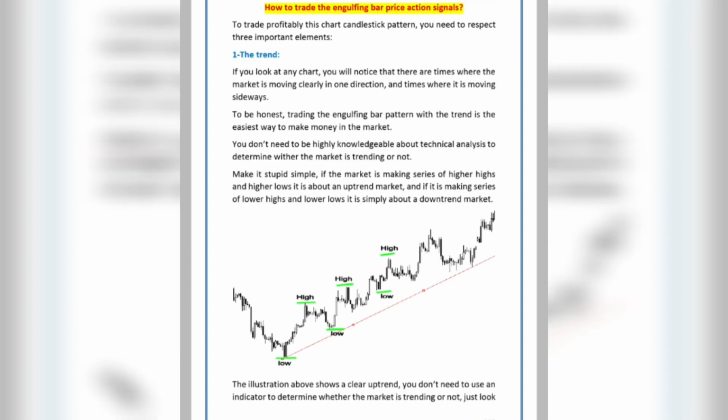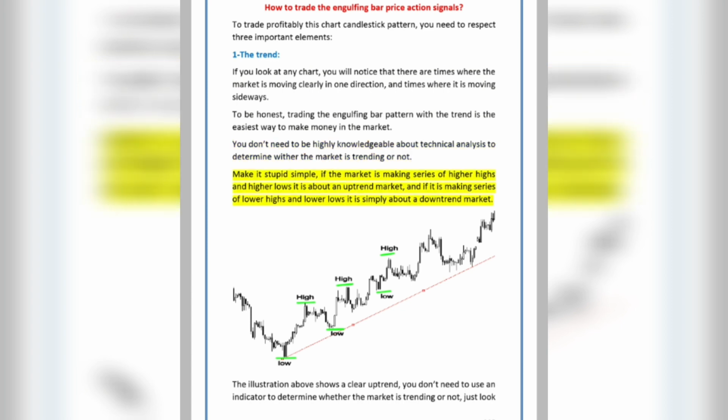How to trade the engulfing bar price action signals. To trade this candlestick pattern profitably, you need to respect three important elements. 1. The trend. If you look at any chart, you will notice that there are times when the market is moving clearly in one direction, and times when it is moving sideways. To be honest, trading the engulfing bar pattern with the trend is the easiest way to make money in the market. You don't need to be highly knowledgeable about technical analysis to determine whether the market is trending or not.